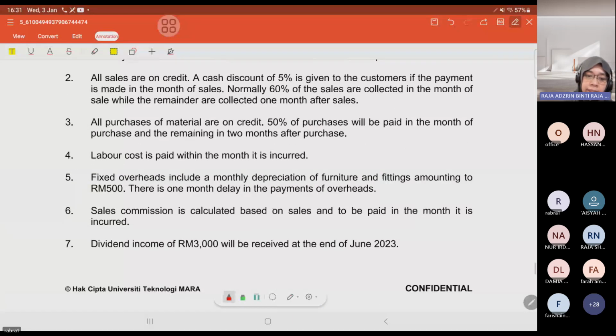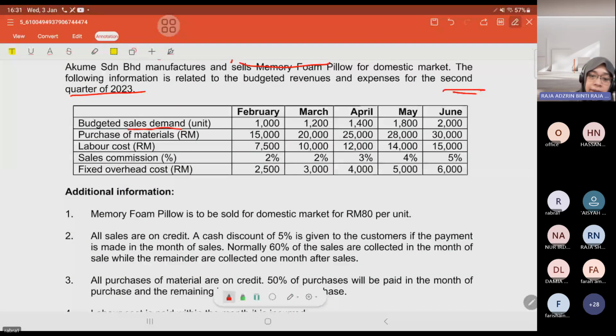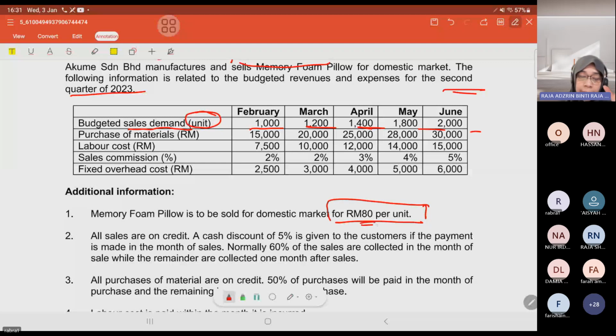Dia bagi apa? Dia bagi budgeted sales demand. Dan dia bagi tahu in units dan dia bagi tahu berapa per unit. You sell, the selling price adalah 80 per unit. Macam yang saya buat tadi lah. So maknanya this one semua kena times dengan 80 lah. This one kena times dengan 80 and so on lah, times dengan 80. Sorry. Kemudian dia kata all sales are on credit.